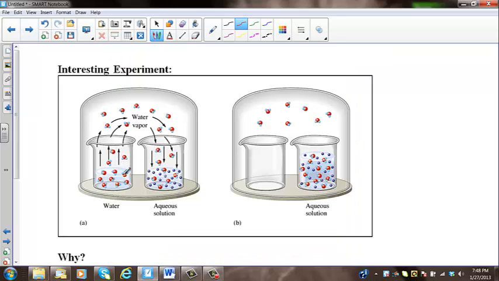So in this example that we have here, we have pure water and we have an aqueous solution under a bell jar. After a period of time, all of the water is transferred to the aqueous solution. This is because the dissolved non-volatile solute decreases the number of solute molecules per unit volume, and it should proportionally lower the escaping tendency of the solvent molecules.